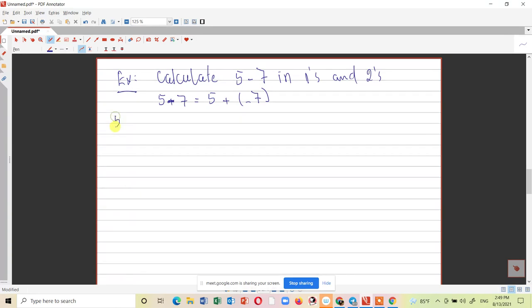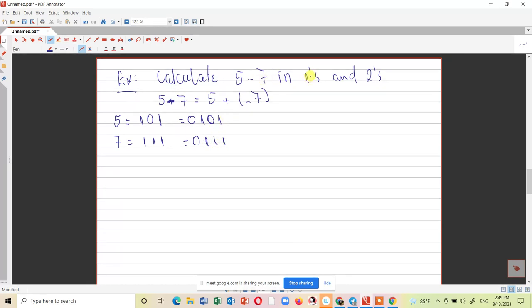The first is 5. 5 is equal to 1, 0, and 1. And 7 is equal to 1, 1, and 1. But we should add one more digit, one more bit, so this is only 5 bit. So I can write 1, 0, 0, 1, and 1. This one is equal to 0, 1, 1, 1.